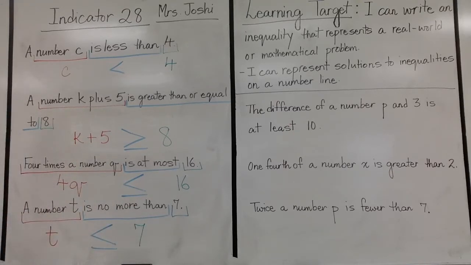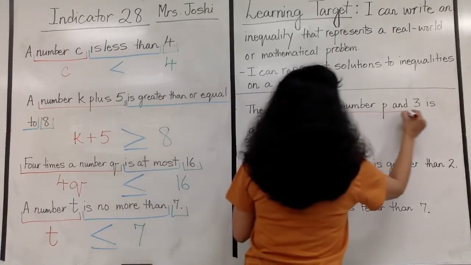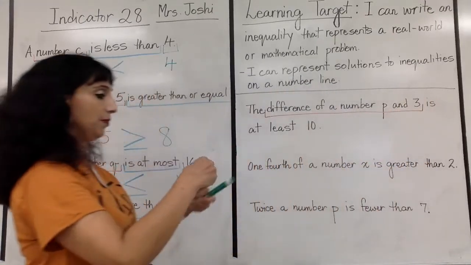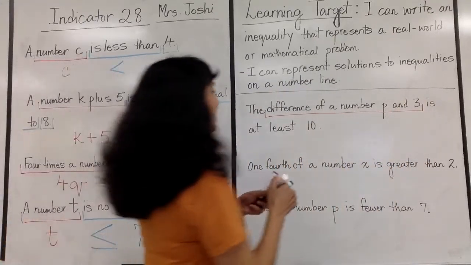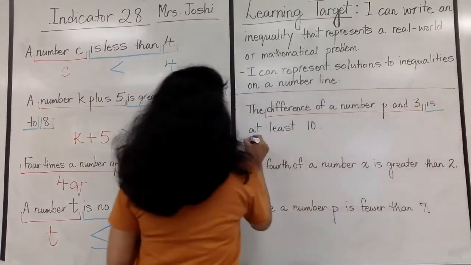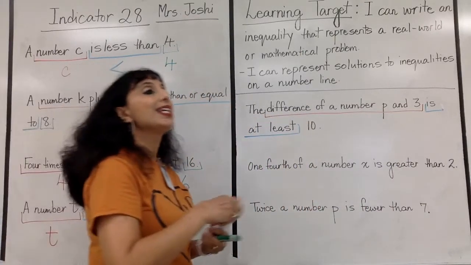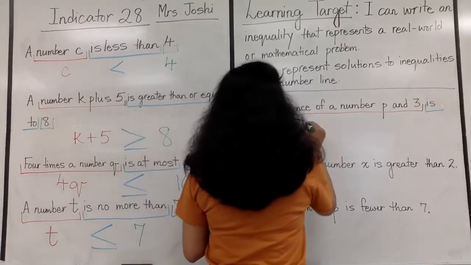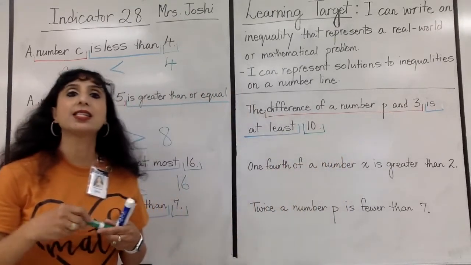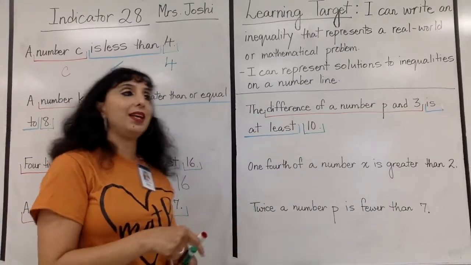Okay, so now let's look at this one. The difference of a number p and 3 is at least 10. So at least means the minimum, the lowest amount, is 10. The lowest amount in this case is 10 because it's at least 10. So the minimum amount, or the lowest amount, is going to be 10.